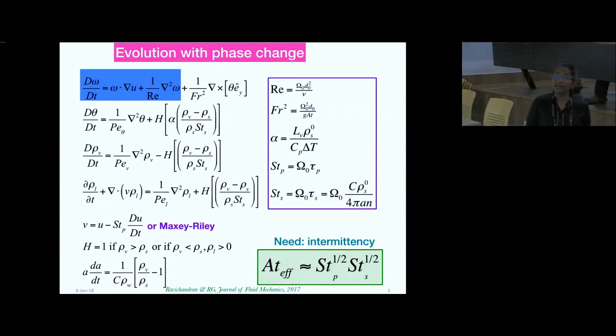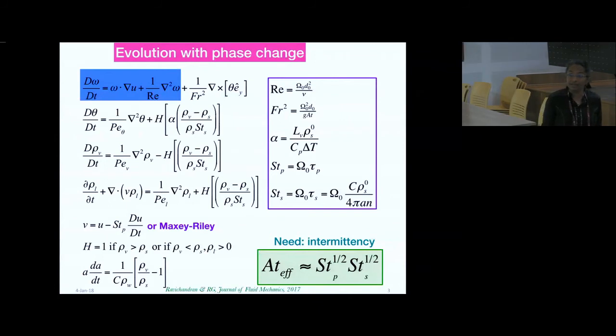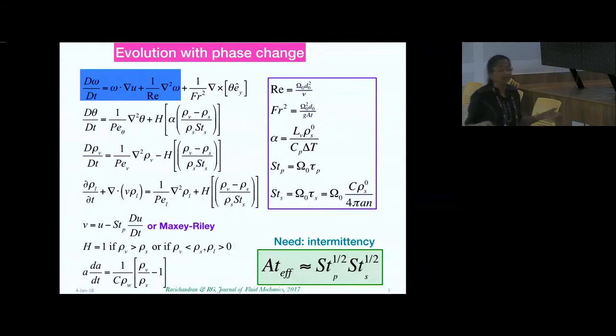There are like 8 non-dimensional parameters at least in this problem, but there are 2 of them that are important, namely the time scale of the phase change and the time scale of the particle itself. And we can create an effective Atwood number, namely the total amount of buoyancy created, which goes as the product of the square roots of these 2 time scales. I don't have time to tell you why, but we can discuss it later. And you need intermittency to create this kind of Stokes numbers. So the stronger vortices will do this much more easily.